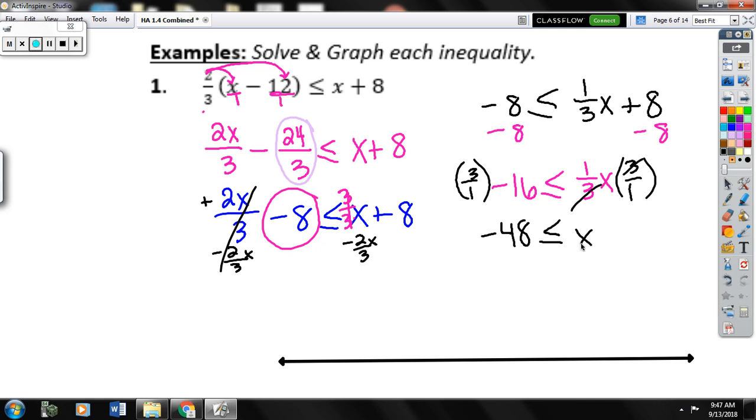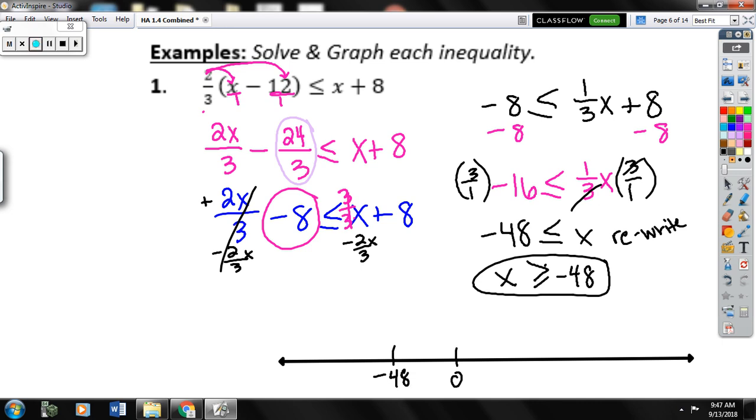Now, proper form is always x on the left, so you will want to rewrite this with x being on the left, so you just flip everything. It'll be x is greater than or equal to negative 48. And then when they ask you to graph your inequality, just put a 0, put negative 48 on the left, because that's where it would be on a number line. And will we have an open or a closed circle on this one? Closed. And greater than? Shade to the right.